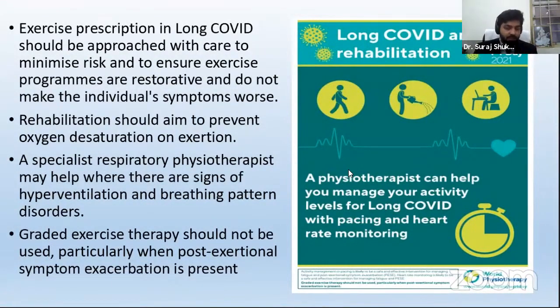We have to design it in such a way that it prevents oxygen desaturation. When we put the pulse oximeter on the patient during the COVID treatment, we see that the oxygen saturation is improving by therapy. But when we find that whenever we are giving any activity and the saturation drops, we have to prevent this desaturation. So we do not have to give any vigorous exercise or any straining or graded activity. We just have to prevent the desaturation in these patients.